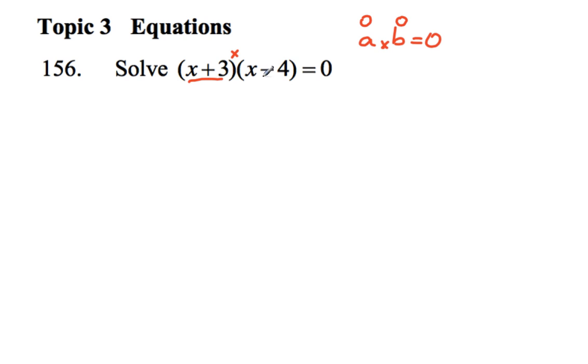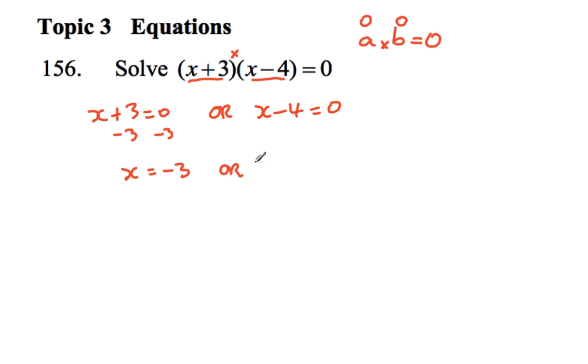If this is multiplying by this, either x plus 3 equals 0, or if that's not true, then x minus 4 must equal 0. That's the only way. One of those two ways has to be true for our 0 to be our final product when two things are multiplying together. So we'll just solve those two simple equations: minus 3 both sides, so x equals minus 3, or plus 4 both sides, x equals 4.